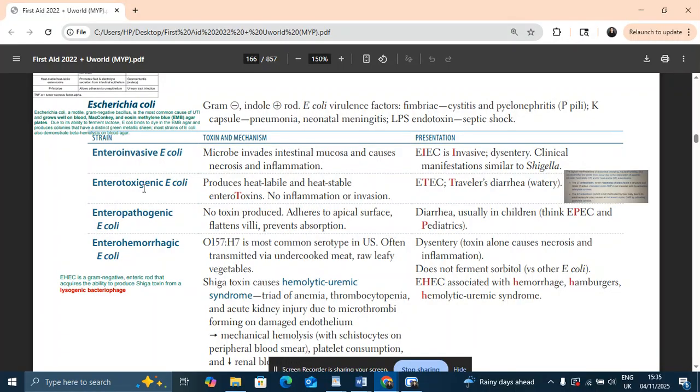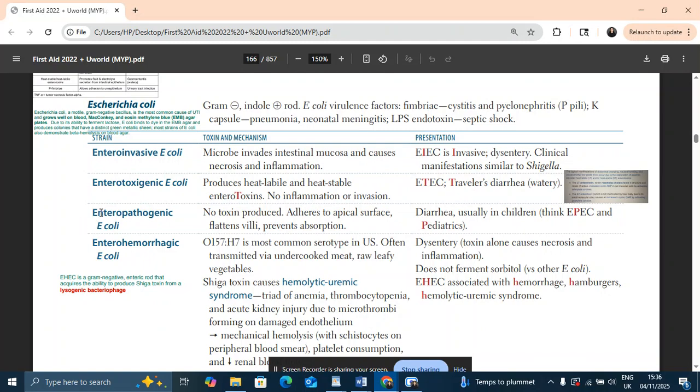We have talked about enterotoxigenic E. coli already. Enteroinvasive E. coli invades the intestinal mucosa and causes necrosis and inflammation, so it causes dysentery, similar to Shigella that produces Shiga toxin. Enterotoxigenic E. coli, we talked about heat labile, heat stable toxin, no invasion, no inflammation. That's why they're not causing bloody diarrhea or dysentery. They're only causing simple watery diarrhea, which is traveler's diarrhea.